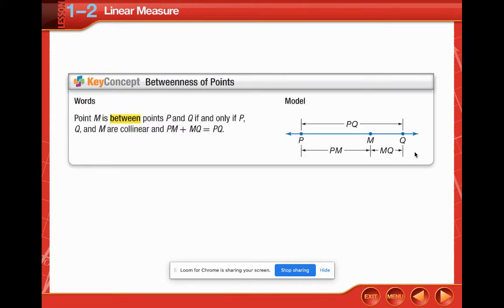All right, so point M is between points P and Q if and only if P, Q, and M are collinear. As you can see, clearly point M is in between these two, and it only works if they're all three collinear. If point M was up here, using non-math vocabulary, you could say point M was kind of in between them, but it's not directly. For geometry, if you say point M is between them, it has to be directly between them. Q definitely can't get to P without going either through point M or around it.